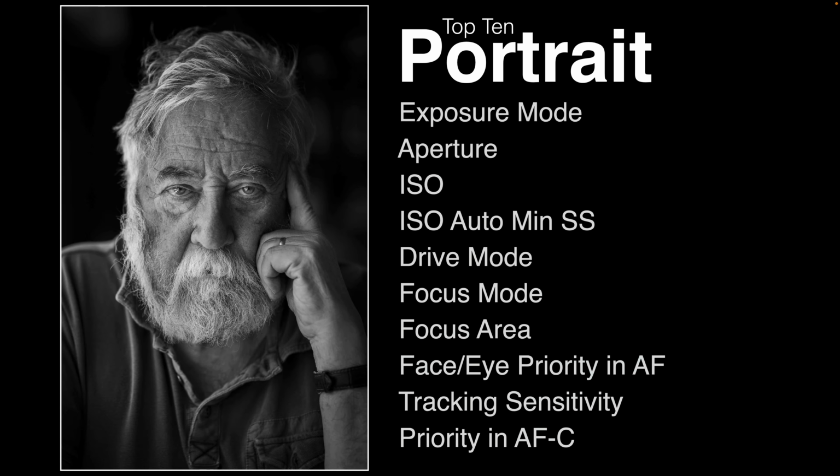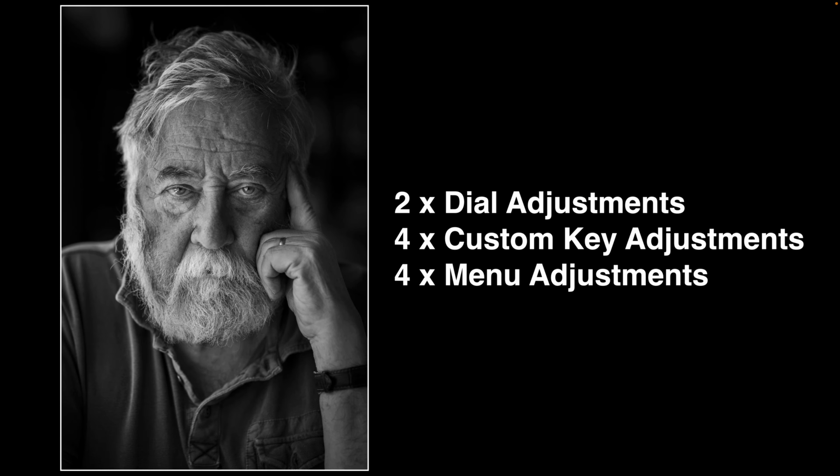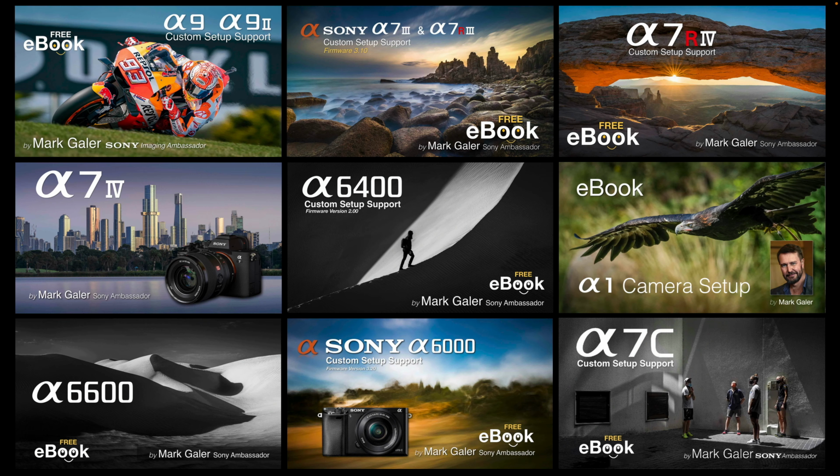So that is really the benefit of having the main settings registered to a memory. If you were doing that manually, you would have to do at least 2 dial adjustments, 4 custom key adjustments, and 4 menu adjustments to put those in place. So if you are shooting a picture of somebody in the street, perhaps they're going to be bored long before you get around to actually starting the portrait shoot, while you set up your camera.